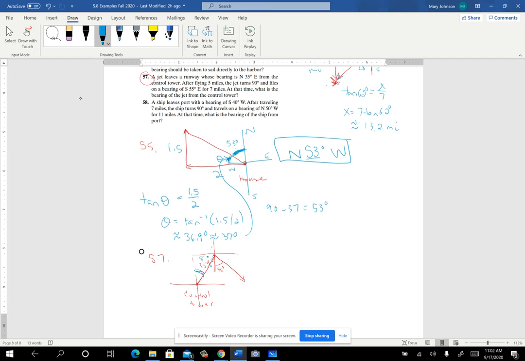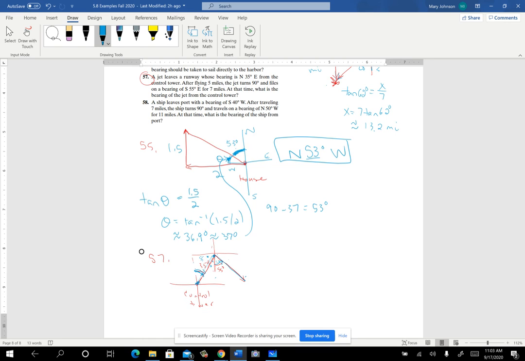Okay, so let me go back and make sure I didn't confuse you. So here's the control tower. The plane goes north 35 degrees east and is flying for 5 miles. Then at the end of that, he turns 90 degrees and flies on a bearing that would be south 55 degrees to the east. So that would be this line right here for 7 miles. And then our job is to give the bearing of the jet from the control tower.